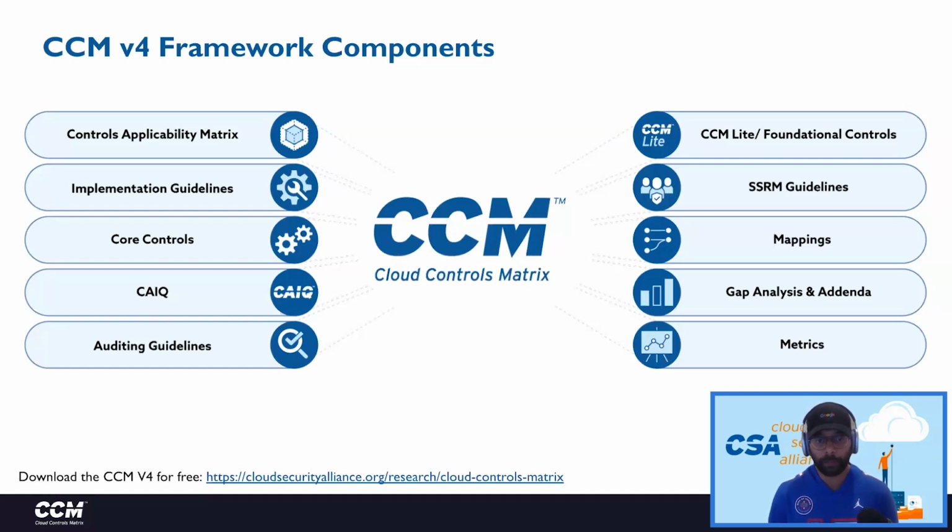The first one is the controls applicability matrix. The other one is the implementation guidelines, which tell about how to implement those controls. Then we have the core set of controls. The next one is the CAIQ. Then we have the auditing guidelines, telling about how each control can be audited. Then we have CCM Lite, or what we call the foundational controls. Then we have the SSRM guidelines, which is basically the delineation of the shared security responsibility between the cloud service provider and the cloud service customers. Then the mappings to different industry standards and regulations, the gap analysis and addenda, and ultimately the CCM metrics, if you want to do continuous controls monitoring on those controls.